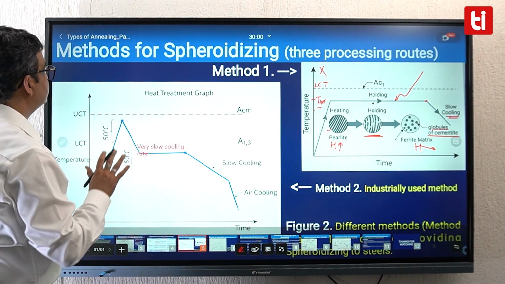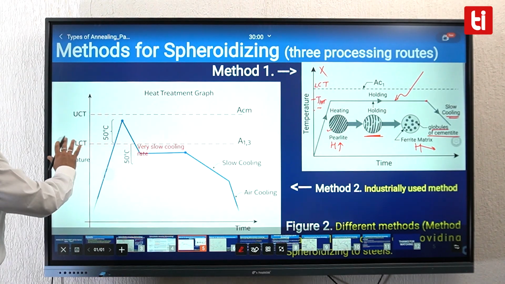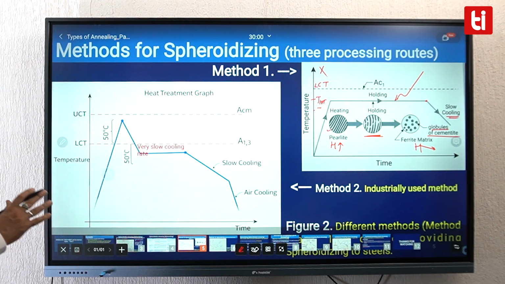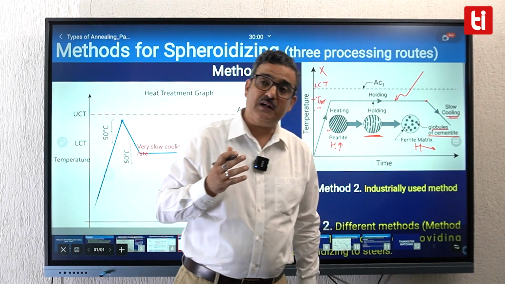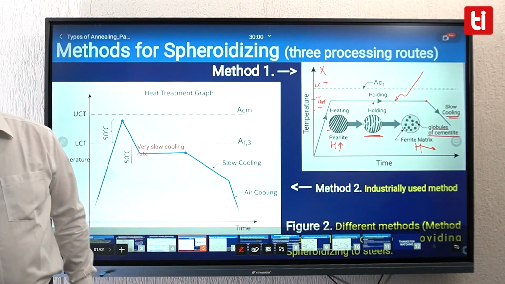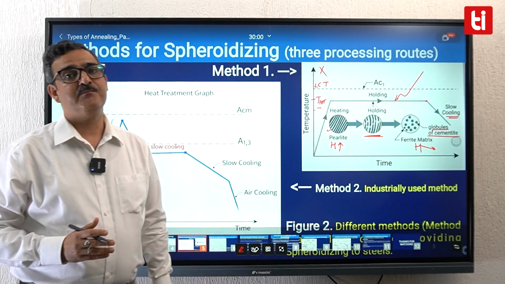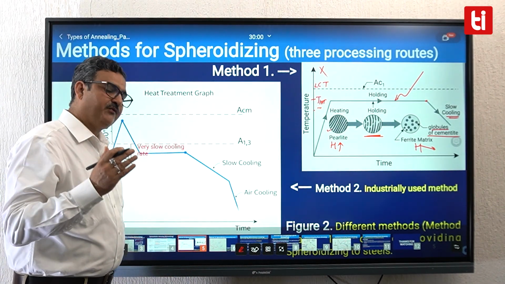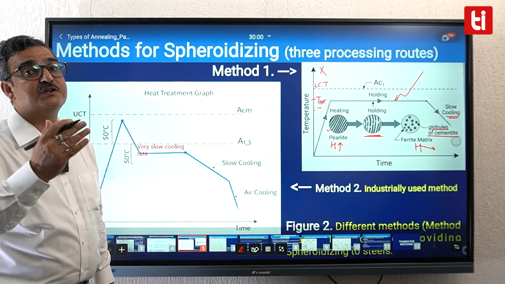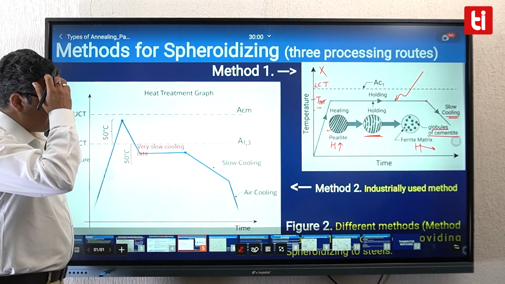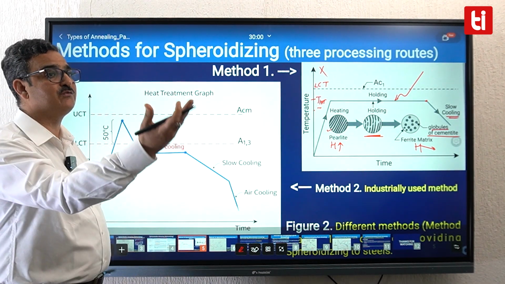Second method, students, is the industrially used method. What do we have in it? Please remember, whenever we discuss what are the factors which govern the decomposition of austenite, the first factor is the nature of austenite itself. And there we had said nature of austenite means grain size of austenite and the chemical homogeneity present in austenite. And there we had said that chemical homogeneity of austenite factor is only applicable when austenite is to be transformed to pearlite.